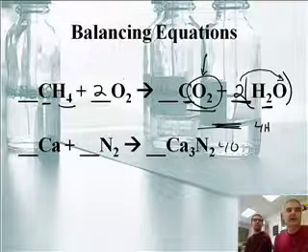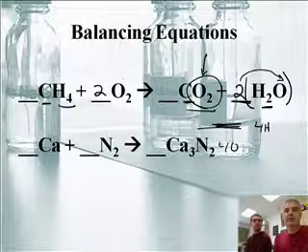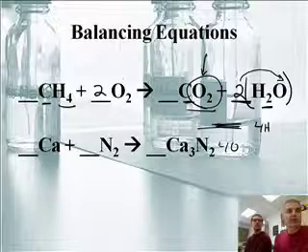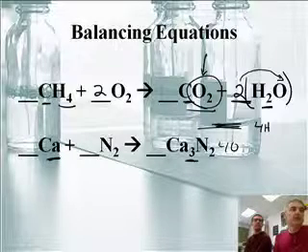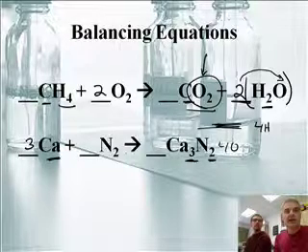Okay. Let's do another one. Ca plus N2 makes Ca3N2. Okay, I got 1 Ca. That's good. But you got 3 on the right. Well, I'll just put a 3 right here. Yeah. That works. Okay. And I got N2, and I've got N2.